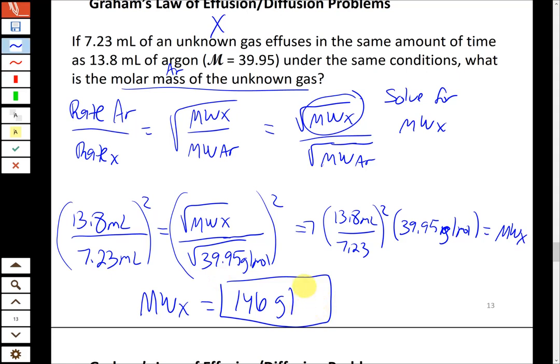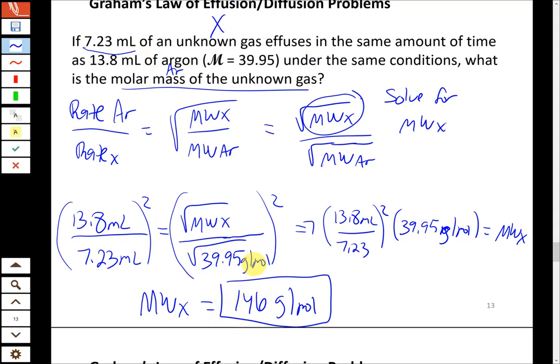All right, and again, we should check that our answer makes sense, which at least qualitatively it does, because we see that in the same period of time, less of our unknown gas leaks out. And so if it's leaking slower, if less of it is leaking out over time, that means it should be a heavier gas, it's moving slower. And so we see that our molar mass here is larger.